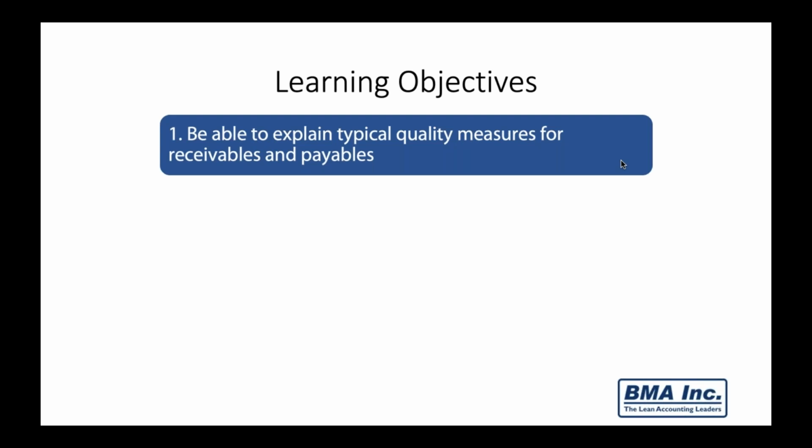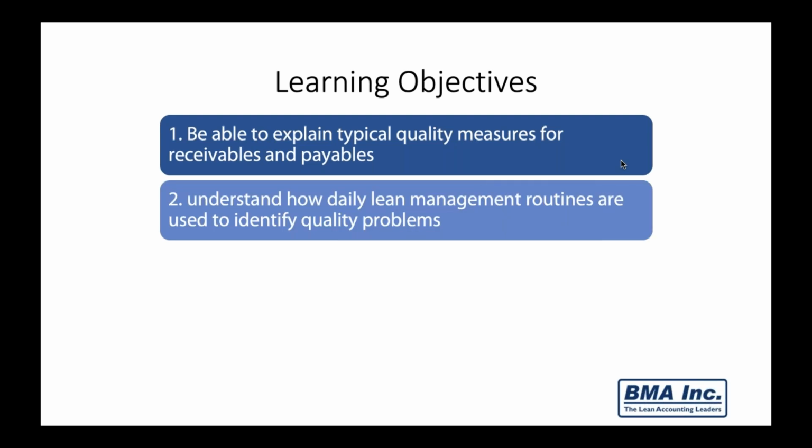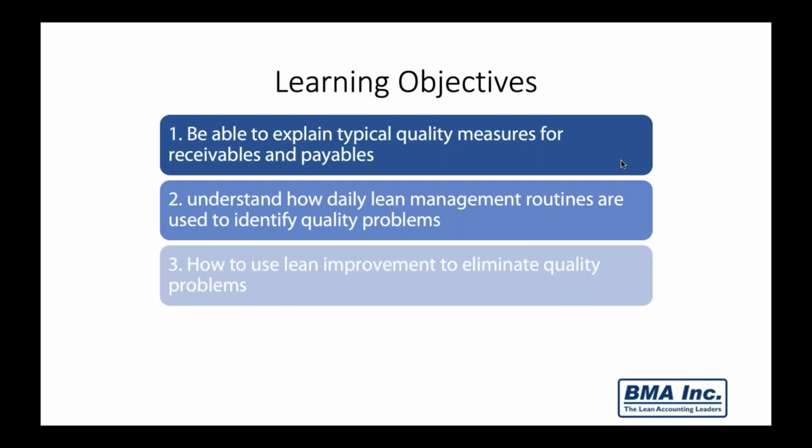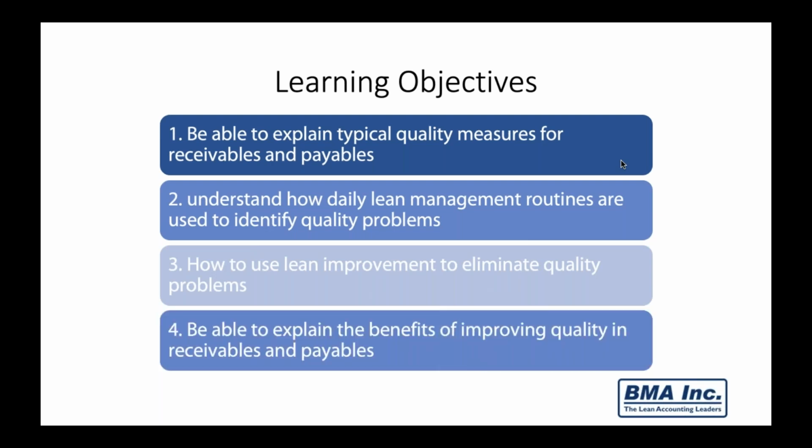There are four learning objectives today, and this is what I'd like you to take away from this session. Number 1 is to be able to explain the typical quality measures for receivables and payables. Number 2, understand how daily lean management routines are used to identify quality problems. Number 3, learn how to use lean improvement practices to eliminate quality problems. And number 4, be able to explain the benefits of improving quality in receivables and payables. So let's get started.